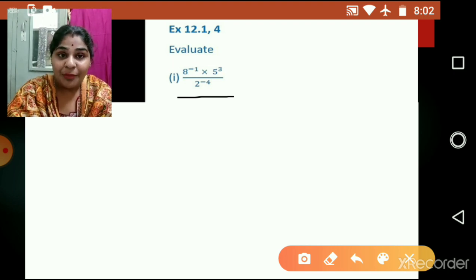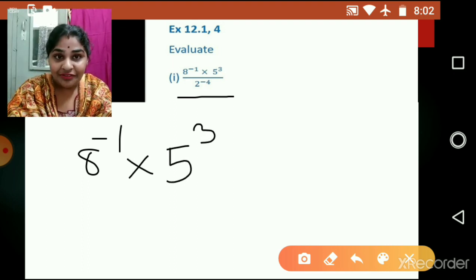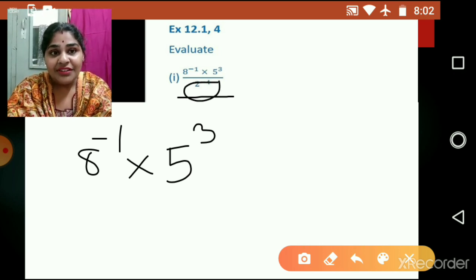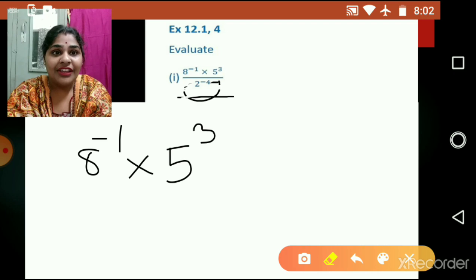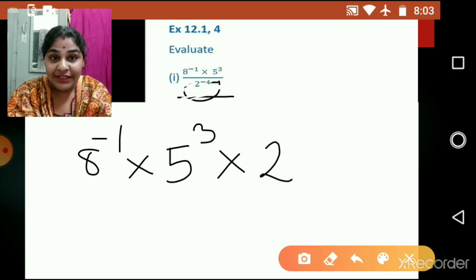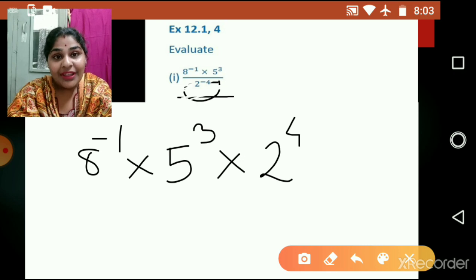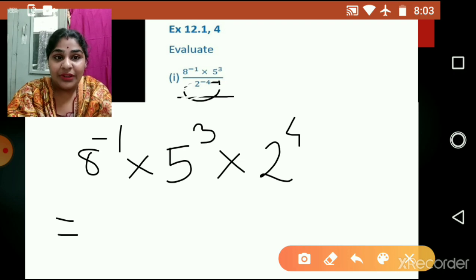It is in division form. I'll bring everything in the multiplication form. So what can I write here? Whatever is there in the numerator, I'll write as it is, children. That is 8 raised to negative 1 multiplied by 5 raised to 3. And the denominator is 2 raised to negative 4. Okay, that I will take in the numerator and I'll write multiplied by 2 raised to negative 4 will become positive 4. Sign of the exponent changes. Right, children? So which will be equal to now.